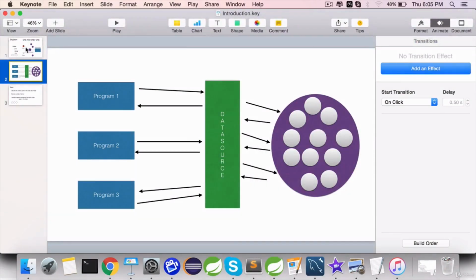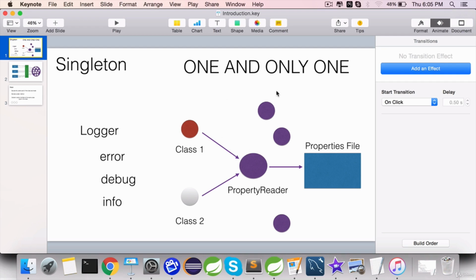To summarize, when we implement a singleton pattern in our application for a particular class, only one instance of that class can be created, and that will be shared across all the other application classes as required.